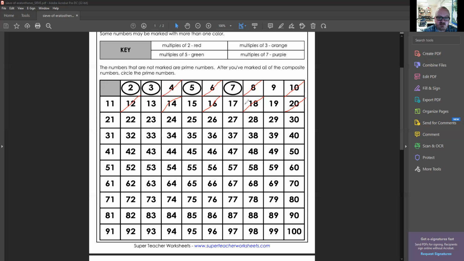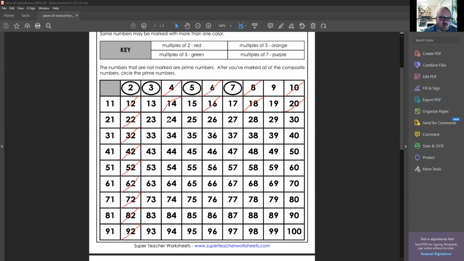If I continue, hopefully you're seeing the pattern: every even number, meaning 22, 24, 26, 28, 30, all the way up to 100 and beyond, is not a prime number. The only even number that is prime is 2, because the only things I can divide 2 by are 1 and 2. So by definition, it's a prime number. 2 is the only even prime number.